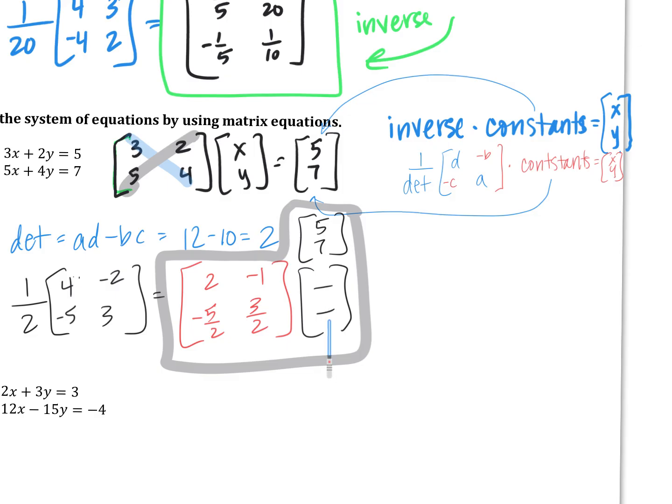You guys, in order to get this top one, we can do this without a calculator. We can do it. This one is top row, only column. We can multiply this. Are we ready? 2 times 5, 10 minus 7 is 3. You just found the x. Boom. That's my answer. And then down here, okay, people, this is going to take some mental math. Ready? I know, right? -5 halves times 5. Here's how I think about it. -5 halves times 5. Multiply straight across.